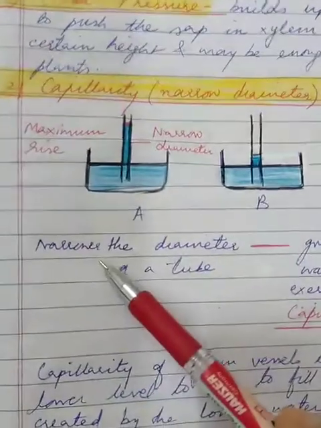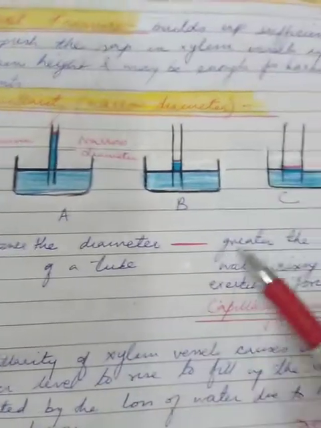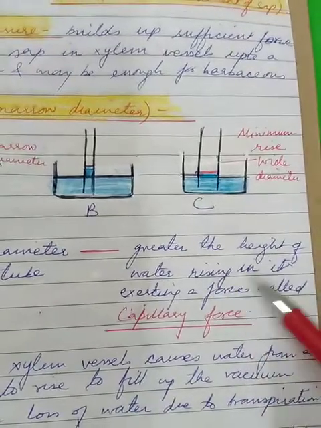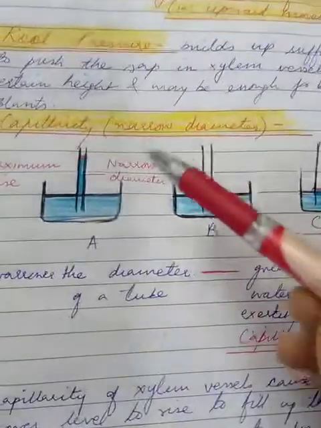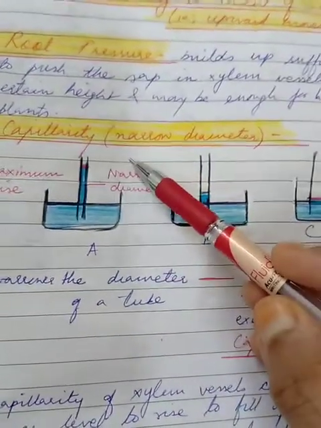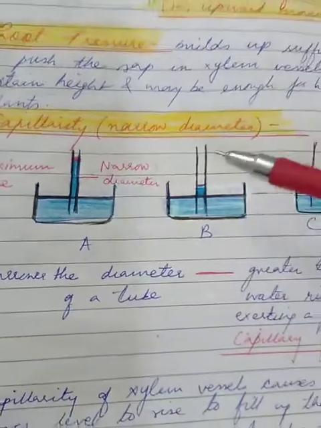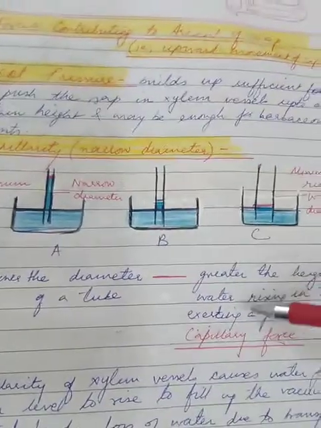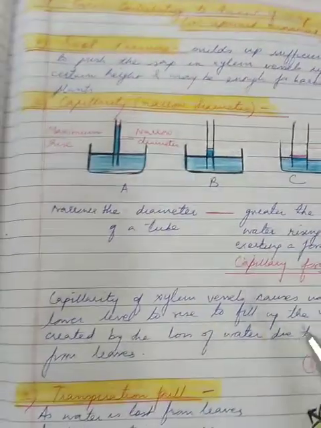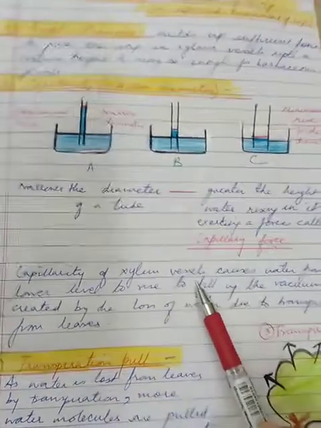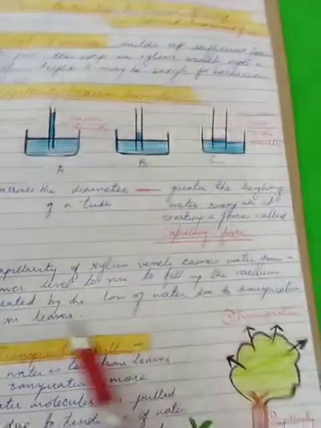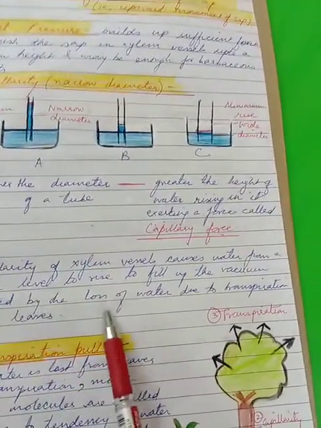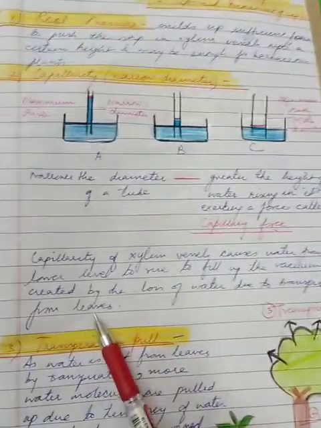So here we say, the narrower the diameter of a tube, the greater is the height of water rising in it, and this exerts a force called capillary force. Once again, the narrower the diameter, the greater the rise, and the greater the rise means the greater the pressure or force that is developed, which we call capillary force. So here there will be a maximum capillary force compared to C. Then capillarity of xylem vessels causes water from a lower level to rise to fill up the vacuum created by the loss of water due to transpiration from leaves.